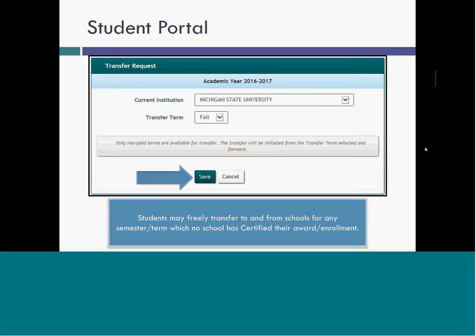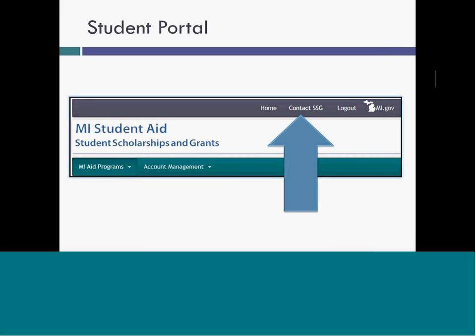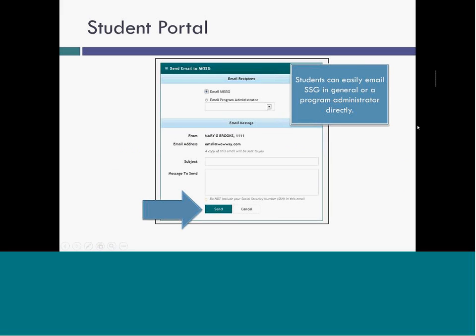The transfer request looks like a drop-down box of all of the schools and the transfer term. Students can really transfer to and from schools for any semester term in which the school has not yet certified the award. And as I mentioned in that top bar, students can easily contact our office by sending an email, and this is what the email box looks like.